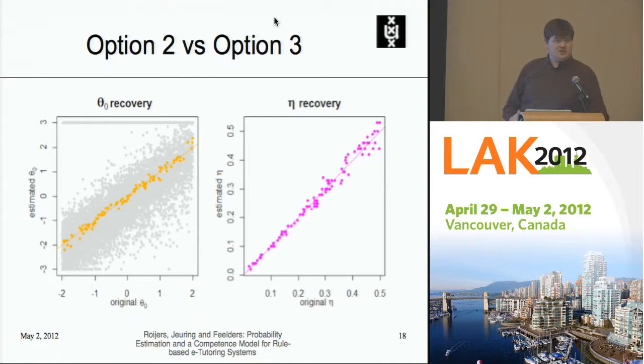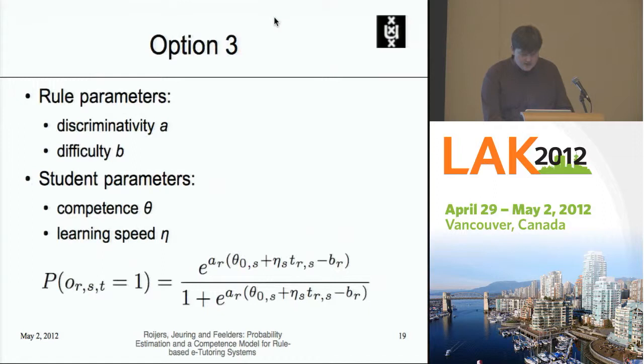So just out of practical considerations, we took the model that says we have the starting competence and the learning rate depend on the student only. So the starting competence is the same for the entire domain. And that recovered pretty well. You see it's pretty much on the line. So we have theta zero, which is the starting competence, and we have eta, which is the learning rate. So we now have a model that at least works in simulations, which is nice.